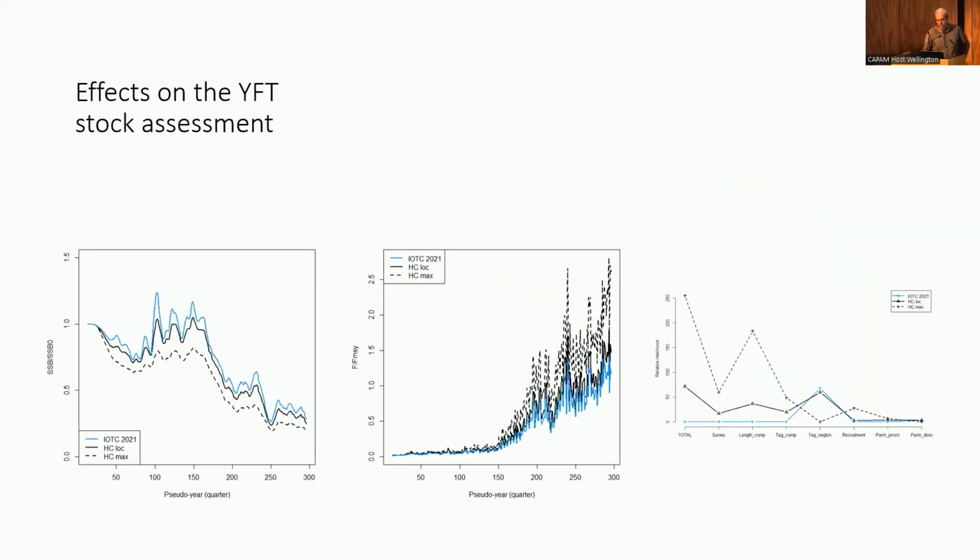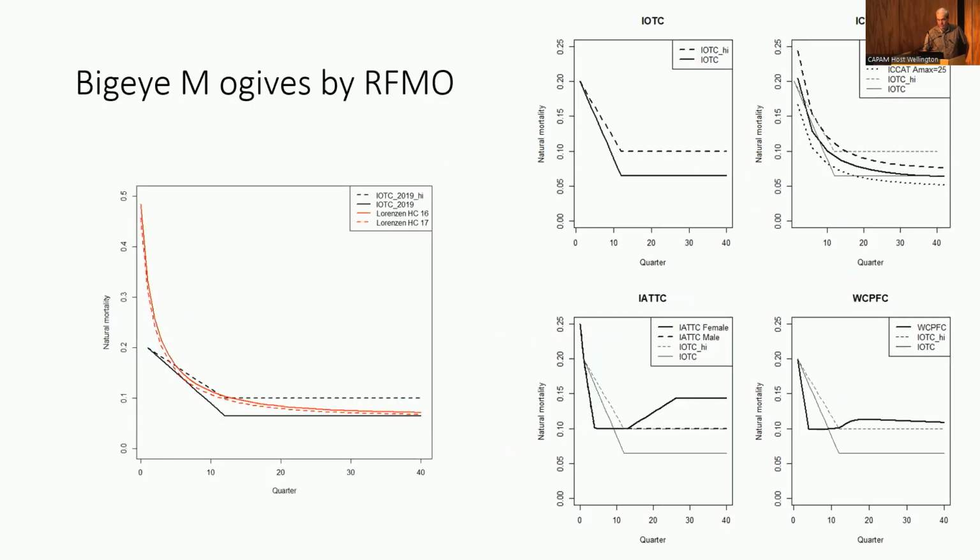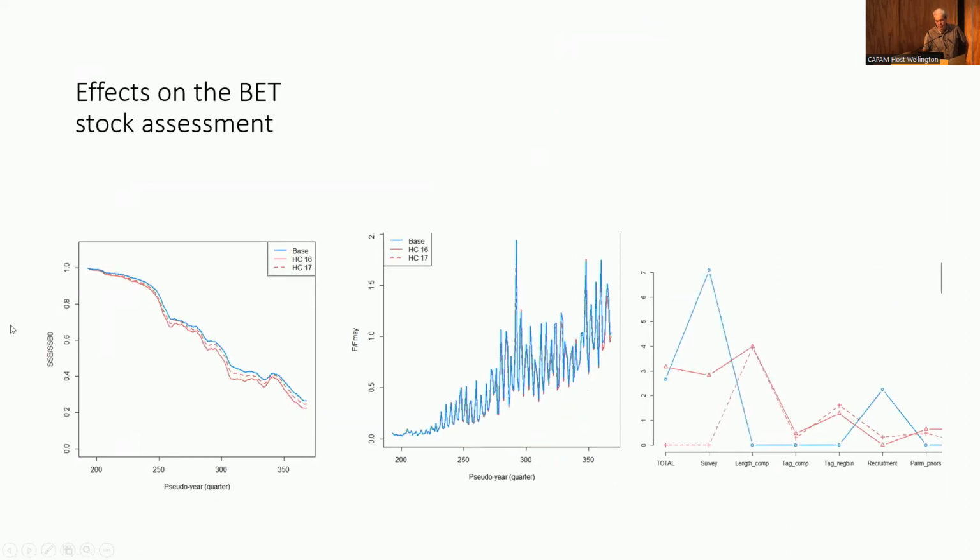We also looked at the effect of applying this different natural mortality to the yellowfin stock assessment for the Indian Ocean, and it has quite a big impact, actually. When you have a lower natural mortality, you get lower productivity and a change in the stock status, especially when you go with the Atlantic version. We applied the same approach to bigeye tuna and came up with a set of natural mortality ogives. In this case, for the Indian Ocean stock assessment, it has much less effect.